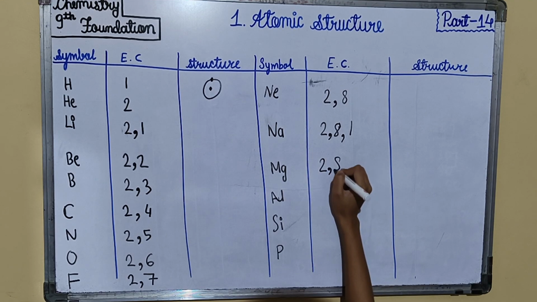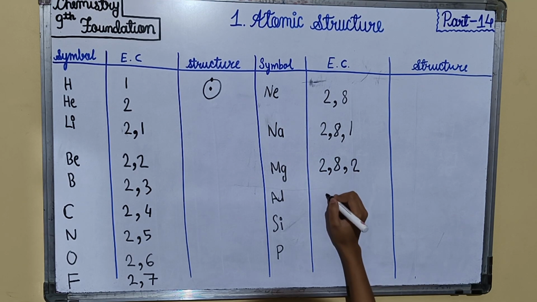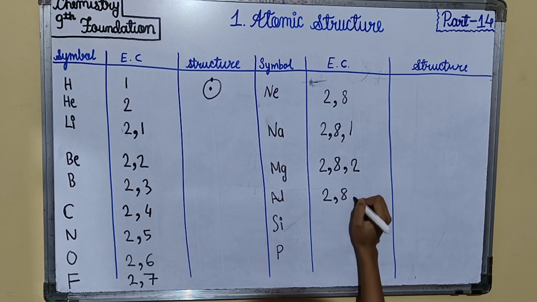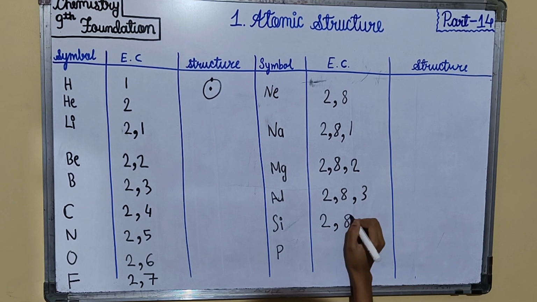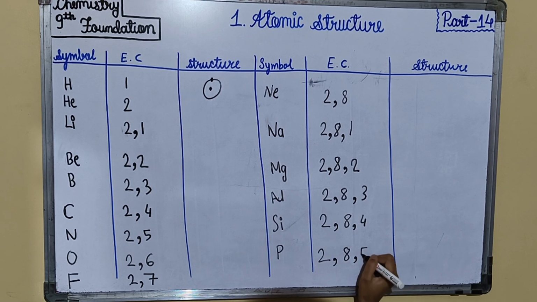Magnesium is 2 comma 8 comma 2. Aluminium is 2 comma 8 comma 3. Silicon is 2 comma 8 comma 4. Phosphorus is 2 comma 8 comma 5.